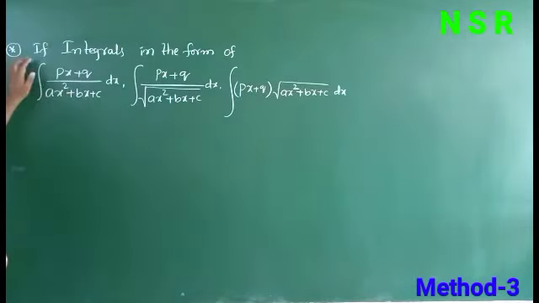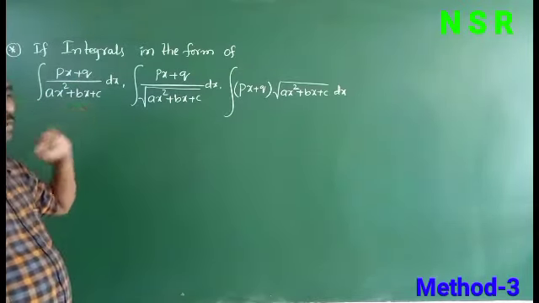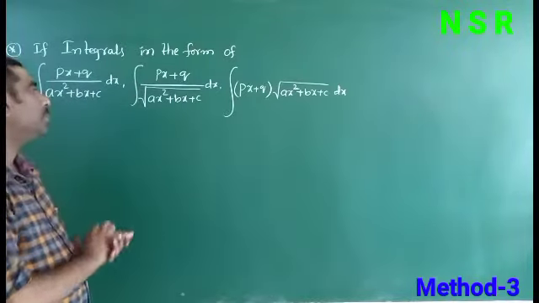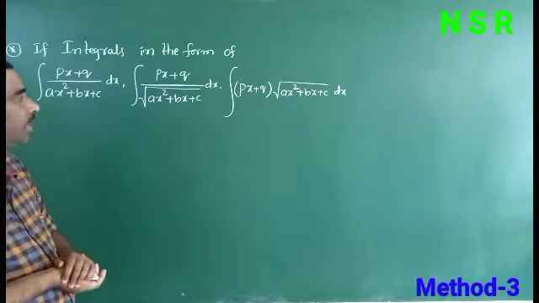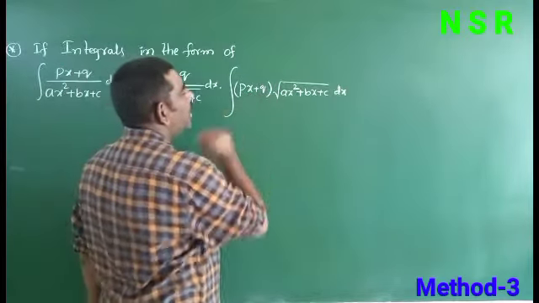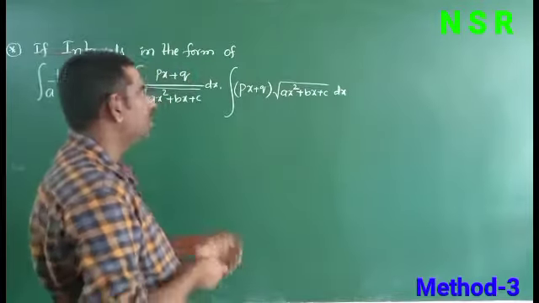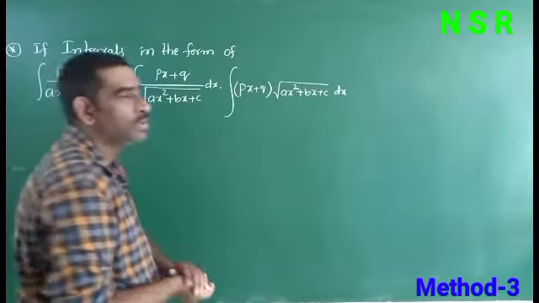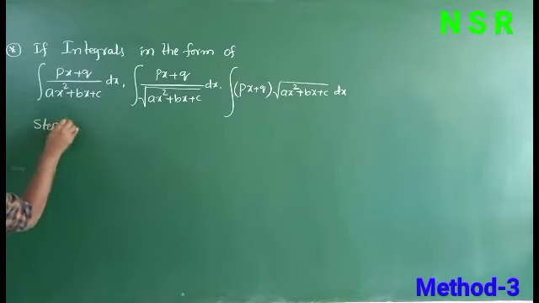In this method 3, the integrals are in the form of integration of (px + q)/(ax² + bx + c) dx, or integration of (px + q)/√(ax² + bx + c) dx, or integration of (px + q)·√(ax² + bx + c) dx. So the integrals are in this form, and we have to follow the steps.